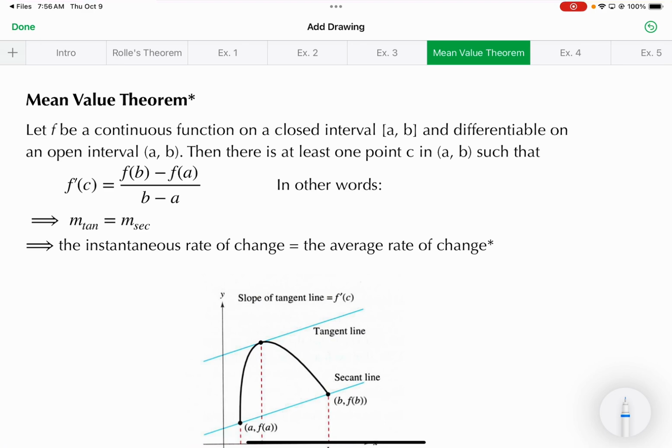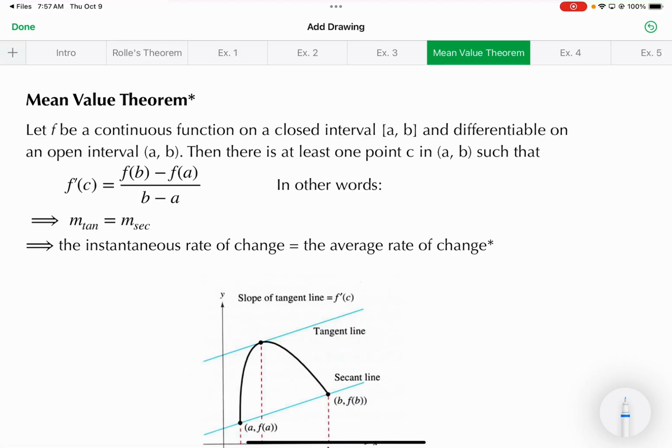What is this? This is what? Yeah, slope of a secant line, okay? Now, this is the slope of a secant line on the right side. What is this on the left side? Slope of a secant line gives us average rate of change, yeah? What is f prime of C? What type of rate of change is that? Instantaneous rate of change. So it basically says this. If your function is continuous on a closed interval, differentiable on an open, then there has to be some value C such that the instantaneous rate of change is equal to the average rate of change on that interval, okay? So that upshot is the important part of the theorem itself.